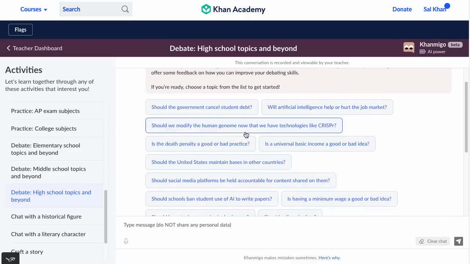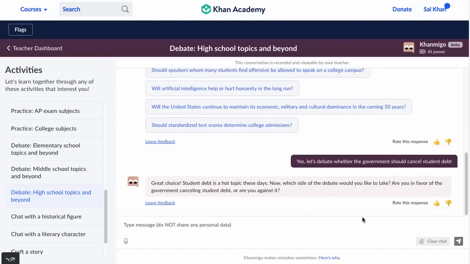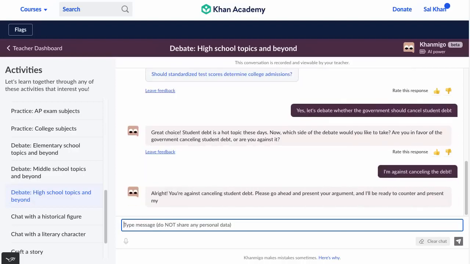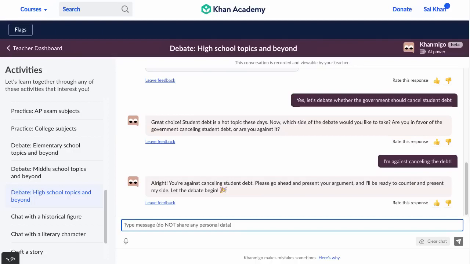And what you can do is you can take one side of the issue. So let's debate whether the government should cancel student debt. And this is, don't send me mail, I'm just taking one point of view to fine tune the arguments on either side. I will not tell you my actual opinion, but let's say I'm against canceling the debt. All right. You're against canceling student debt. Please go ahead and present your argument, and I'll be ready to counter and present my side.